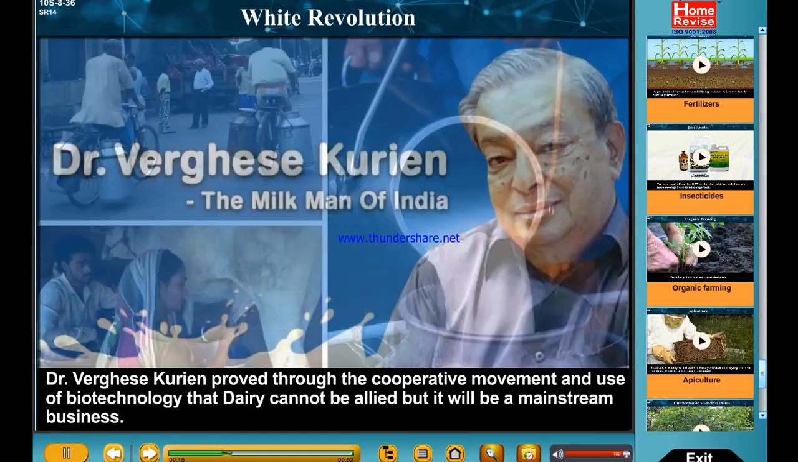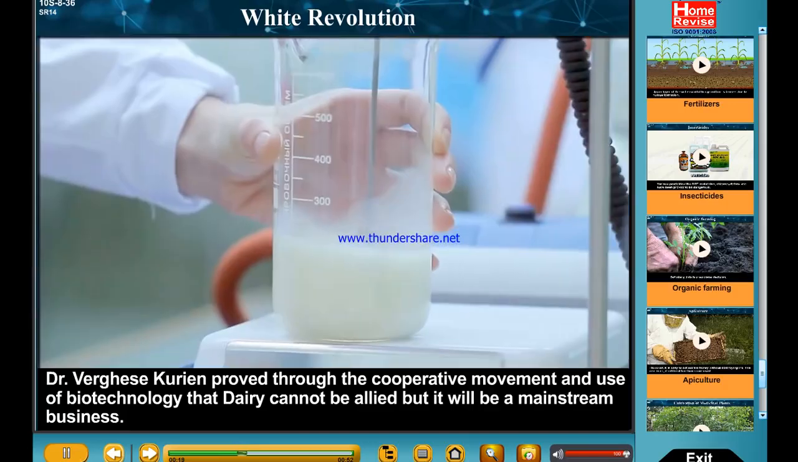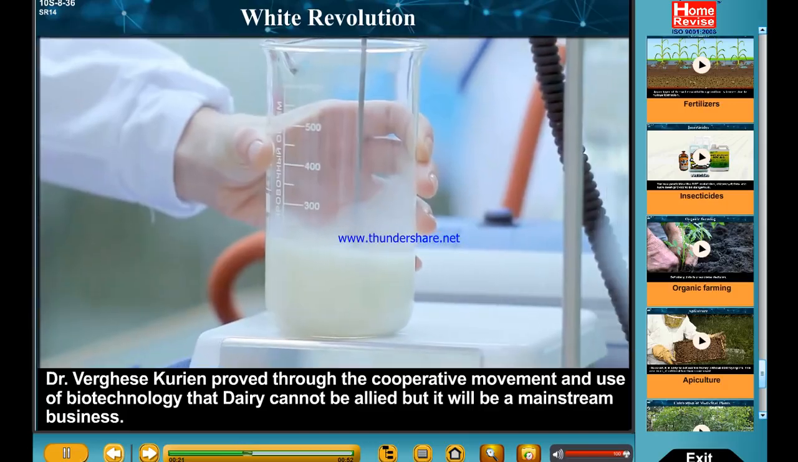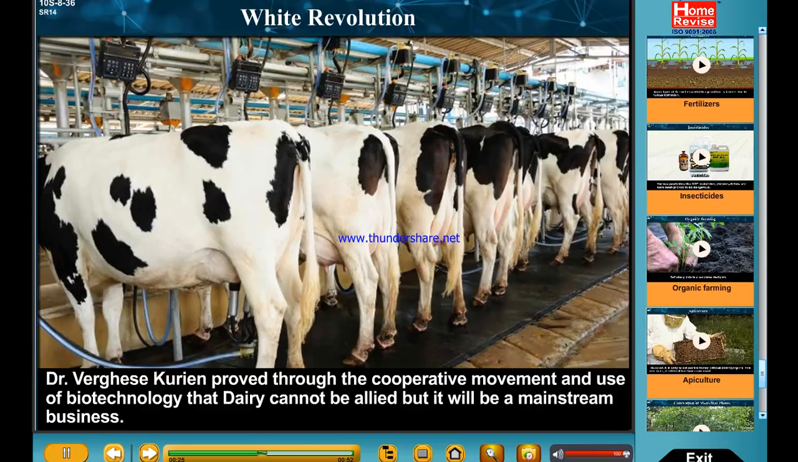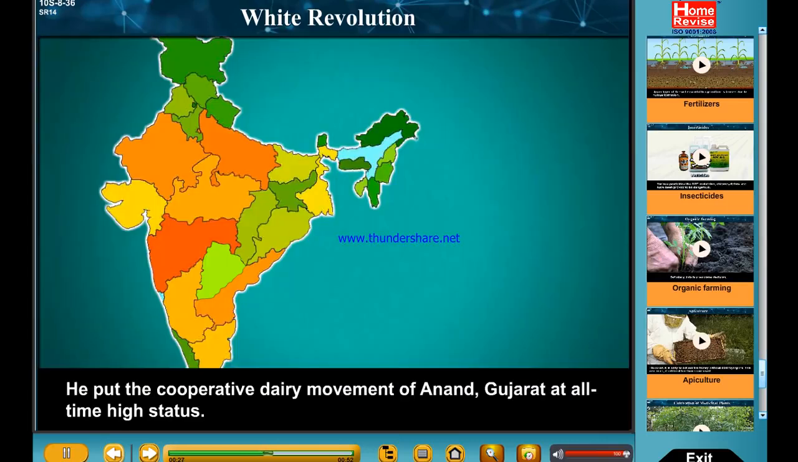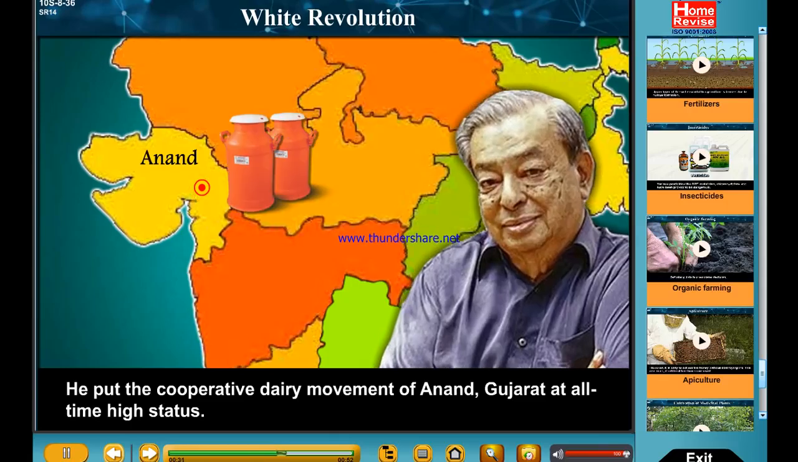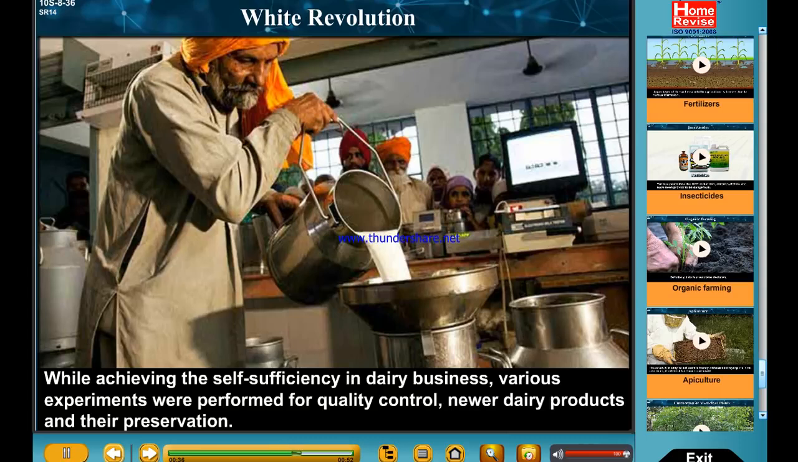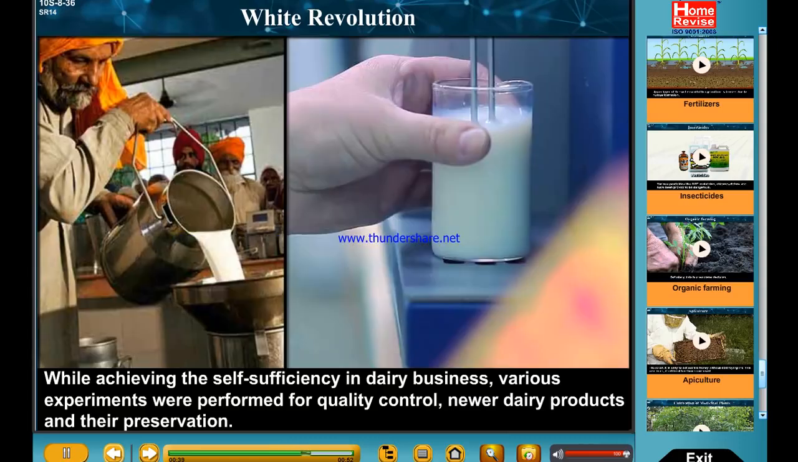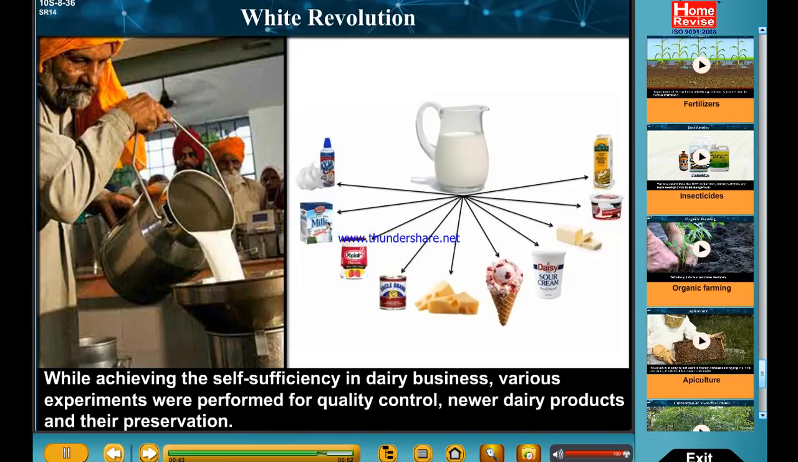Dr. Verghese Kurien proved through the cooperative movement and use of biotechnology that dairy cannot be just an allied business, but it will be a mainstream business. He put the cooperative dairy movement of Anand, Gujarat at an all-time high status. While achieving self-sufficiency in the dairy business, various experiments were performed for quality control, newer dairy products and their preservation.